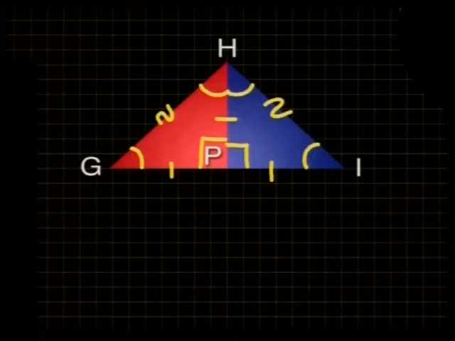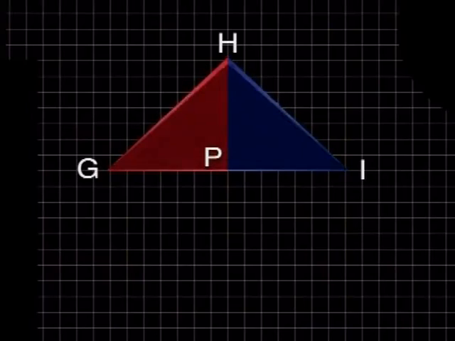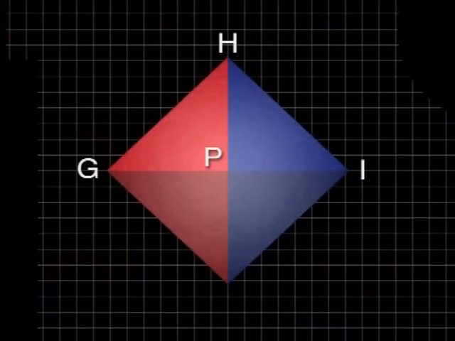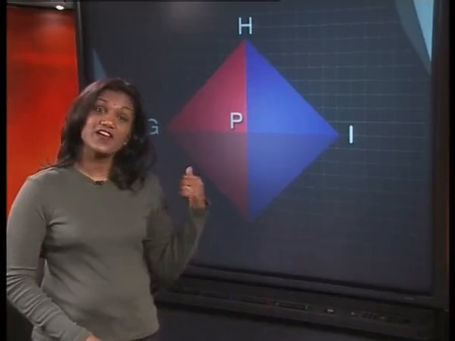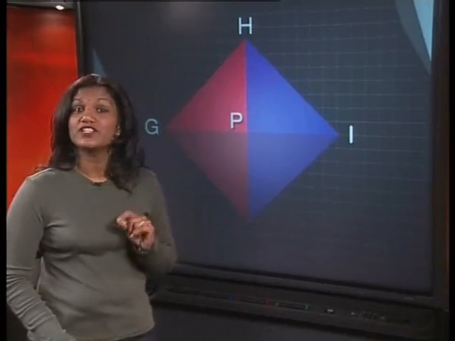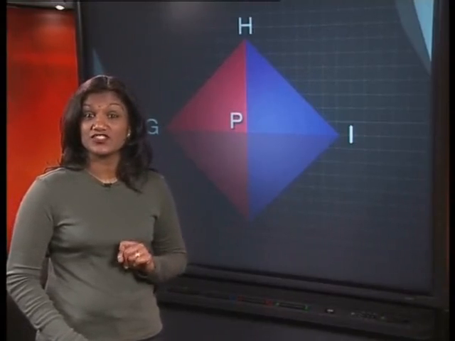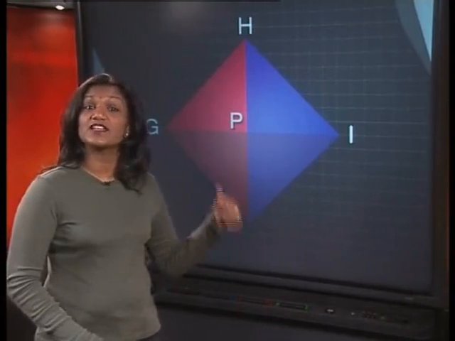Because we reflected triangle GHP, we know that the image has all the same properties as the original. Now let's see what happens if we reflect the large triangle GHI using GPI as the mirror line or line of symmetry. Do you recognize this shape? I'm sure that you see that it's a square. By reflecting a right-angled isosceles triangle twice, we have created a square.